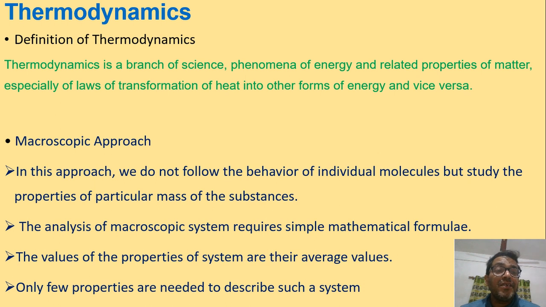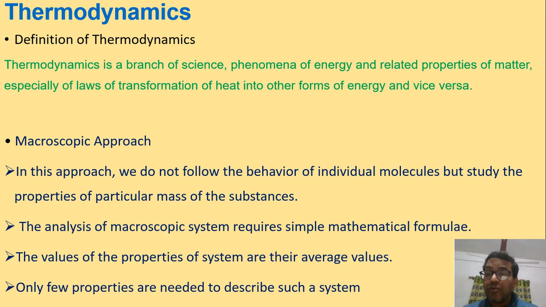I am not discussing this in detail, because at your class 12 level you have enough knowledge on that. But what is the macroscopic approach and what is the microscopic approach towards thermodynamics? In the macroscopic approach we do not follow the behavior of individual molecules. We consider the molecules as a bulk, and the analysis of the macroscopic system requires simple mathematical formulae, and the values of the properties of the system are their average values.